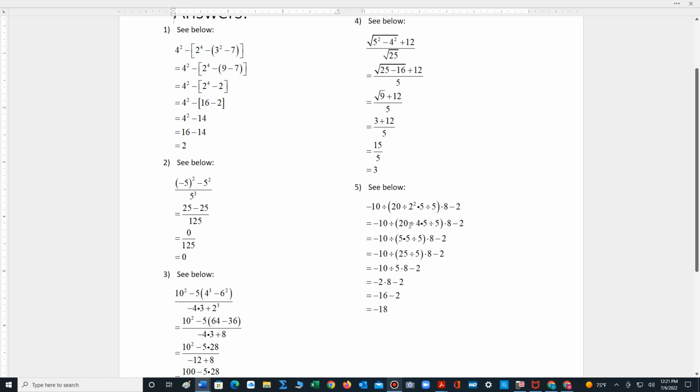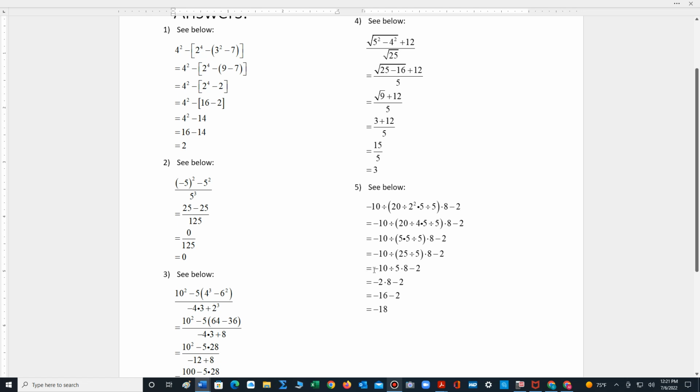Now keep in mind, we have to work left to right. So we have to perform division first, right? We perform division and multiplication in order as they occur from left to right. So 20 divided by 4 is 5. And then we have 5 times 5 is 25. And then 25 divided by 5 is 5. We can then drop the parentheses.